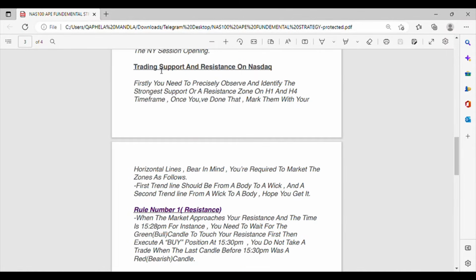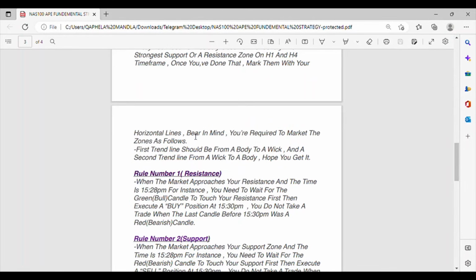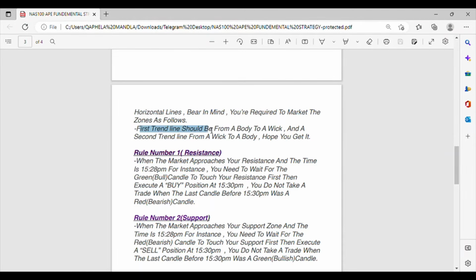Okay, so it says here, trading support and resistance on NASDAQ. Firstly, you need to precisely observe and identify the strongest support or resistance zone on H1 and H4 time frame. Once you've done that, mark them with your horizontal lines. Bear in mind you are required to mark the zones as follows. First trend line should be from a body to a wick. Second trend line should be from a wick to a body.